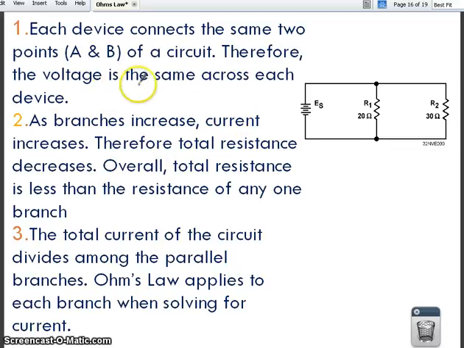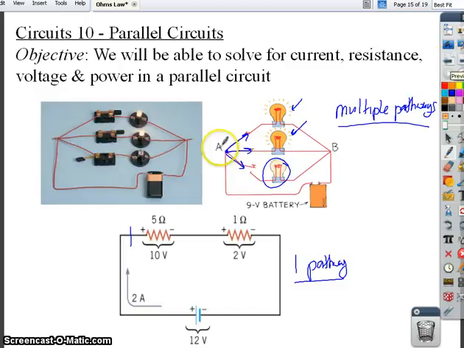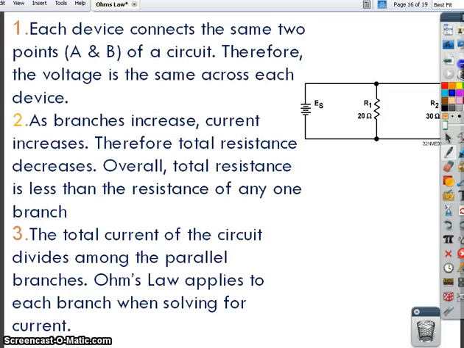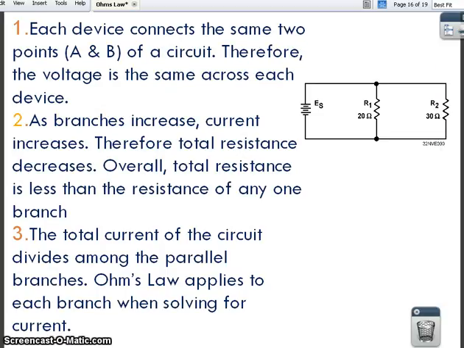Therefore, the voltage is the same across each device. What it means by A and B, it's talking about A and B right here. So each device is connected between the same 2 points, A and B, and so the voltage is the same across each device. In this picture right here, A and B would be like this. So each device is connected between A and B. And so this makes it kind of nice.